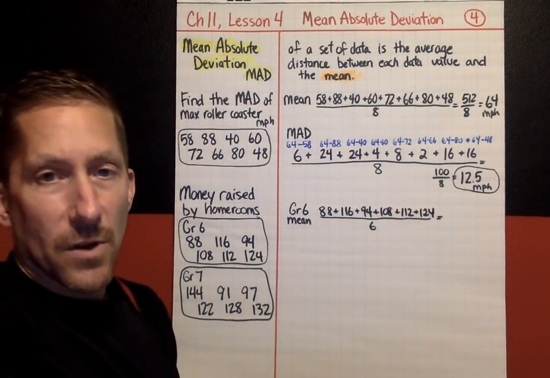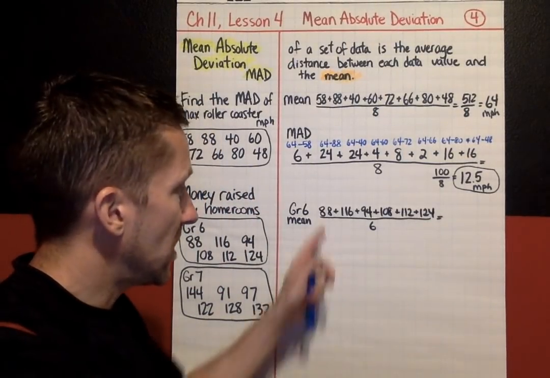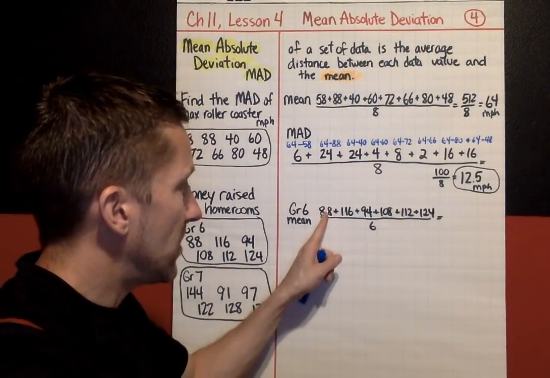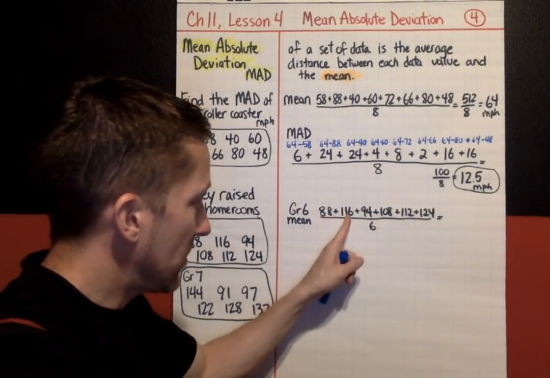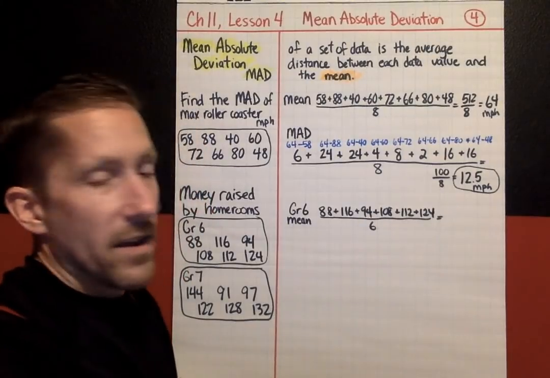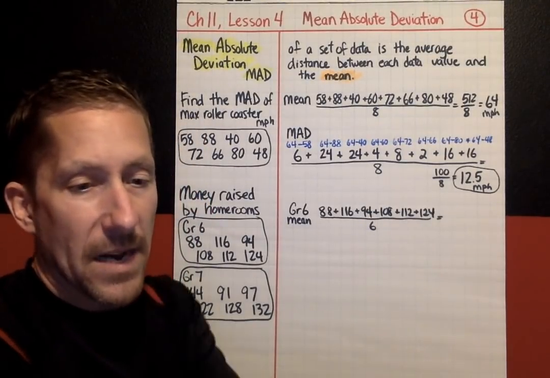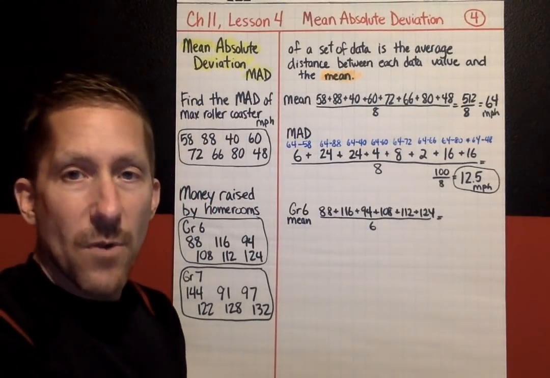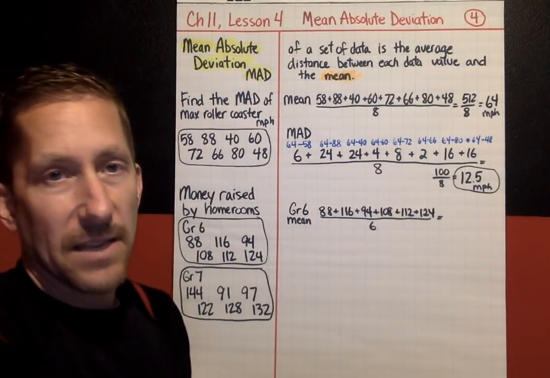Again, go slow on your calculator. Look at the screen. Make sure you point to each number as you're adding it. 88, 116, 94. You've got to be systematic about it. Again, I made more mistakes on this practice than any other lesson I've done all year.